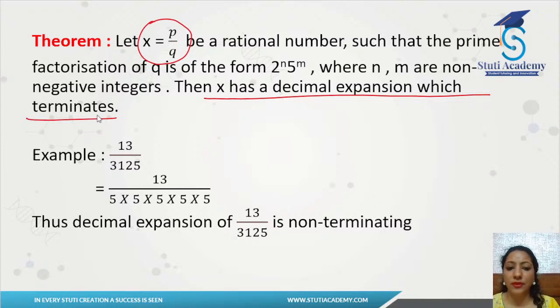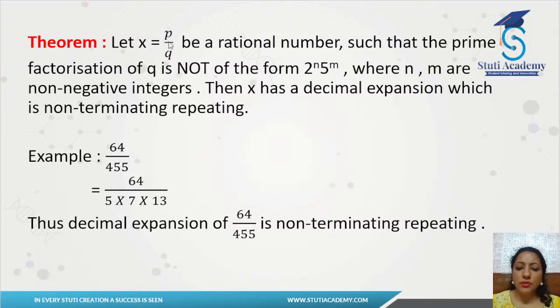It ends somewhere. For example, we have 13 upon 3125. If I prime factorize this 3125, I'm going to get 5 into 5 into 5 into 5 into 5. And then the decimal expansion of 13 upon 3125 is terminating. Sorry, it's not non-terminating. It is terminating, because here we are getting the prime factors only as 5. So as I just told you, it should have either 2 or 5 or both. Nothing else except that. So this is the case of terminating decimal expansion.